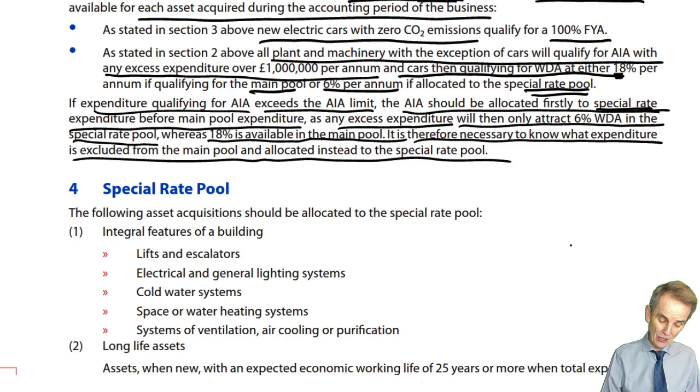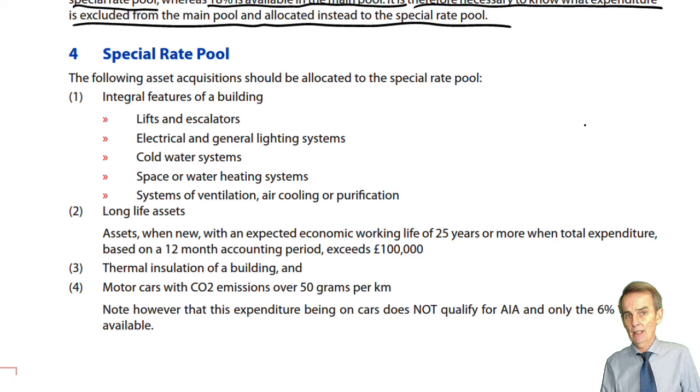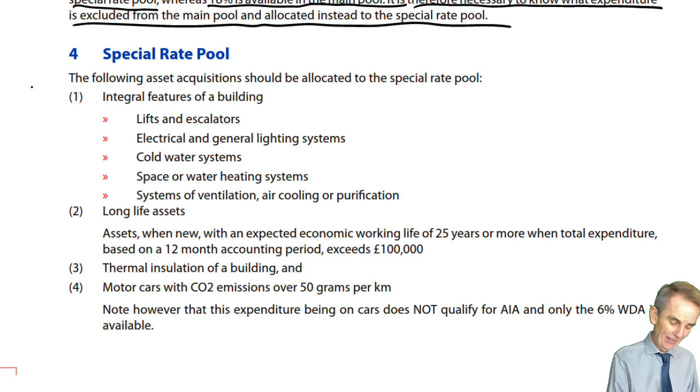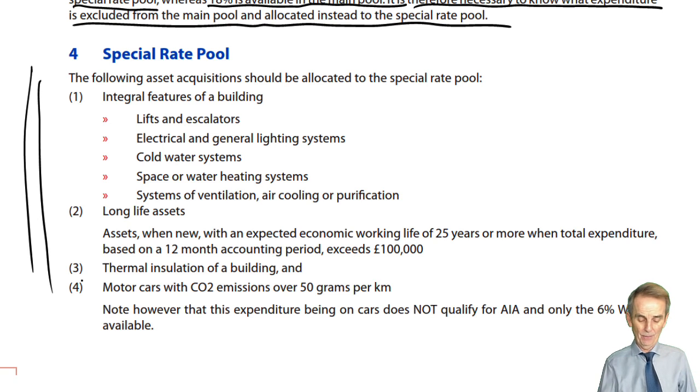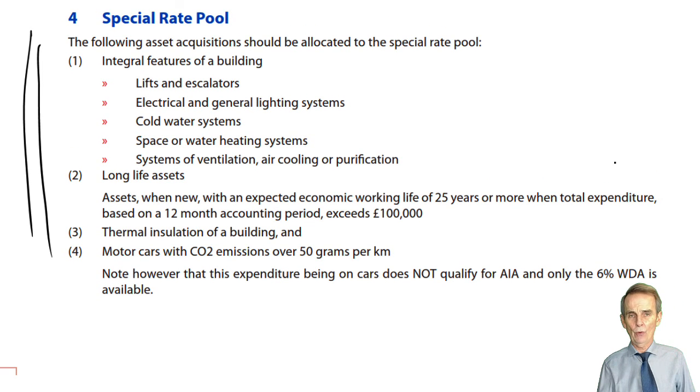But of course, we now need to know what expenditure will rank as special rate and not, unfortunately, qualify for main pool. So between now and next time, what I'd like you to do is firstly go through what we have already covered in this particular session. Make sure you are comfortable with it. You know what the allowances are. You've got your rates and allowances there in front of you. You know what to apply and how to apply it. You know the structure of the capital allowance computation, at least so far. And then have a little read through this to become familiar with the type of expenditure that would be allocated to the special rate pool.